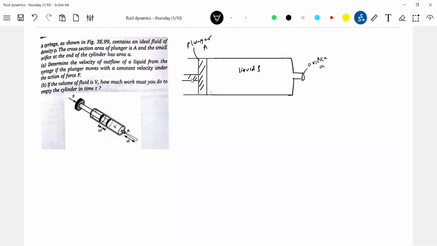The area of cross section of this is A. Now it is being pushed by a force, and that force will be shown here. There's a plane diagram, and you should convert it into a plane diagram. This is a syringe, an injection, as we call it. And there's a liquid. Okay, try to analyze now.